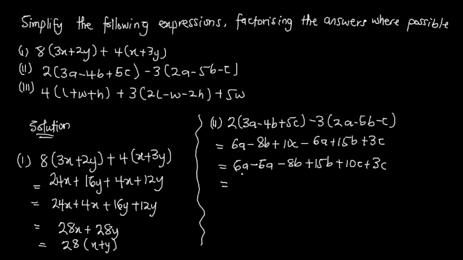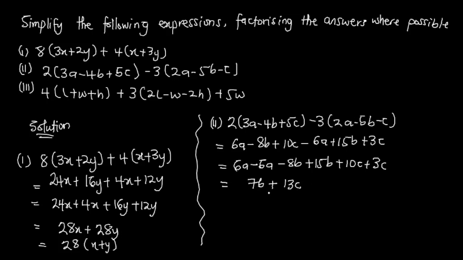All right, so 6a minus 6a will give us 0. Negative 8b plus 15b will give us 7b. Then plus 10c plus 3c will give us 13c.